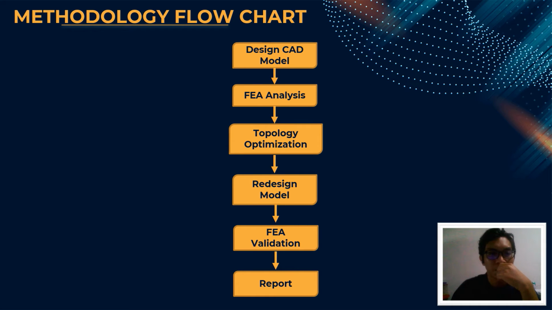This is our methodology flowchart. We begin with the design of the CAD model, which is the forklift fork, and then we follow up with the FEA analysis of the product. Thirdly, we do the topology optimization of the product, and then we do the redesign of the model. After that we do the FEA validation of the newly redesigned product, and then we go for the report.